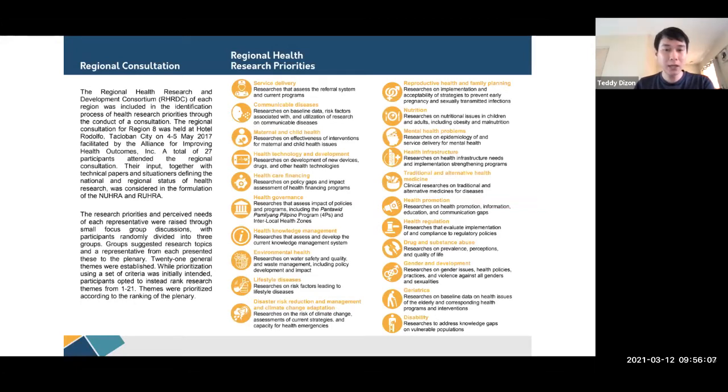It has 21 topics in the list, or thematic areas. Hopefully we can read through all of them, and hopefully everyone is familiar with the Regional Unified Health Research Agenda. I'll read through it because it's important for us to realize what our research priorities are. Number 1, health service delivery, communicable disease, maternal and child health, health technology development, healthcare financing, health governance, health knowledge management, environmental health, lifestyle diseases, disaster risk reduction and management, and climate change adaptation, reproductive health and family planning, nutrition, mental health problems, and health infrastructure, traditional and alternative medicine, health promotion, health regulation, drugs and substance abuse, gender and development, geriatrics, and disability.